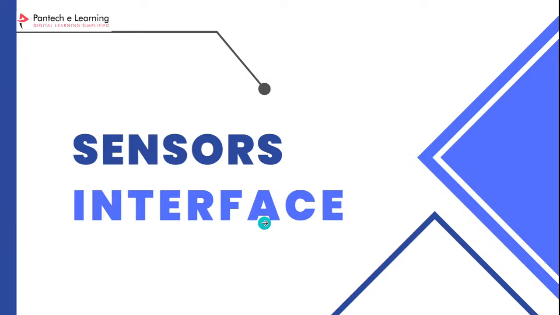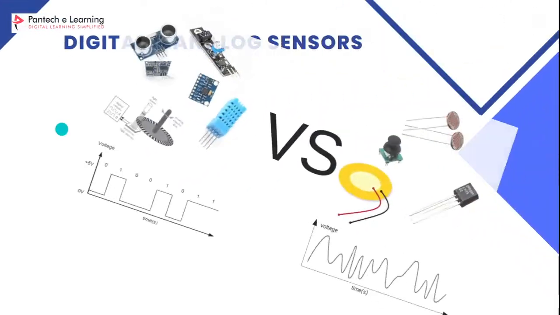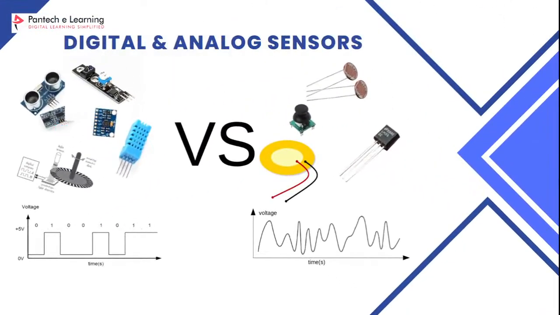So now let's move to the session. Today we are going to see sensor interface. So there are digital and analog sensors. We are going to interface analog and digital sensors. For that, first we have to know what is an analog sensor and what is a digital sensor.